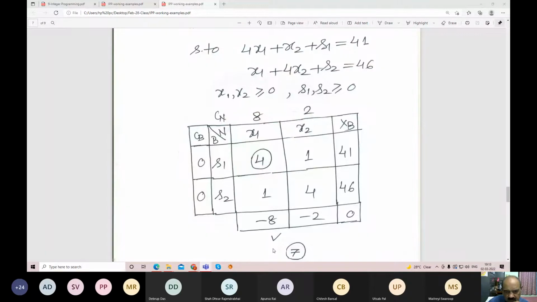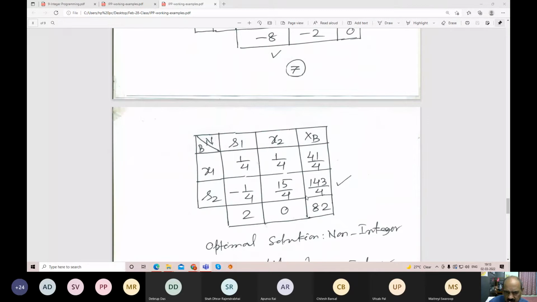With respect to this, you can see here, -8 is the most negative. So x1 is the entering variable and s1 is the departing variable. Why? 41 by 4 is 10.25, and 46 by 1 is 46. The 10.25 is the minimum ratio, so the 4 is the key element. As soon as you observe here, we find the optimal solution.